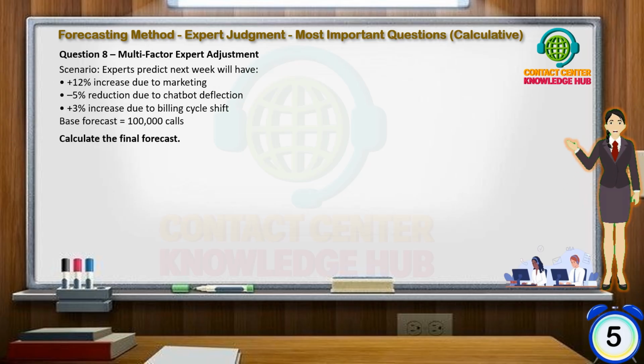Now let's solve question 8. Multi-factor expert adjustment. In this scenario, experts predict 3 impacts for next week. First, a 12% increase due to marketing. Second, a 5% reduction due to chatbot deflection. Third, a 3% increase due to a billing cycle shift. And our base statistical forecast is 100,000 calls. Calculate the final forecast. Think for a moment.